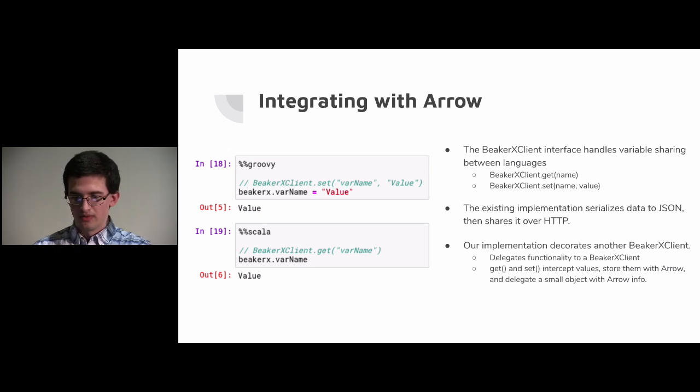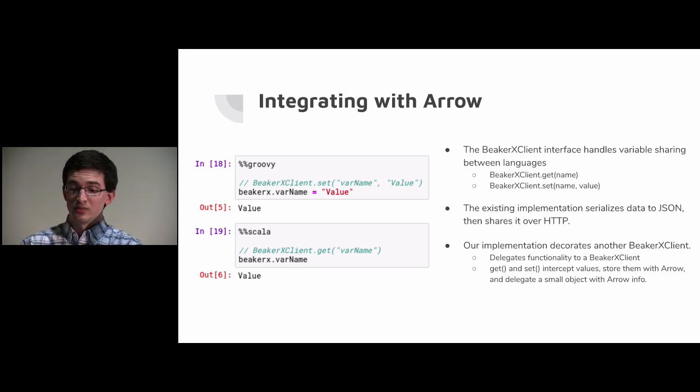We found that the main place that we need to change is an interface called the BeakerX client. This interface defines how shared variables are read and written. It has get and set methods that are called every time variables are written or read from the notebook. Existing code is implemented by serializing values with JSON, and after they're serialized with JSON, they're transferred and shared between languages over HTTP.